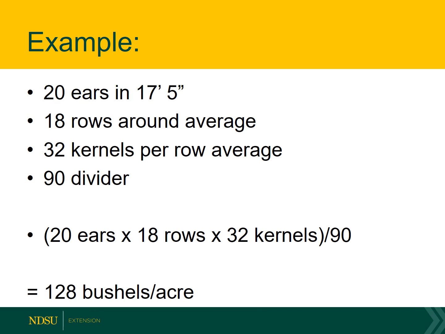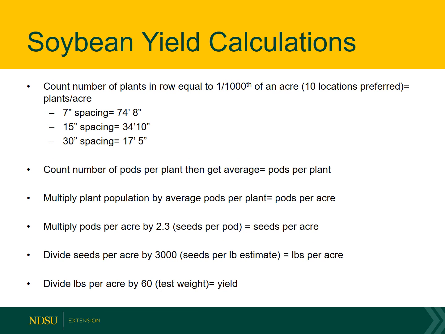So lastly, this one's a little bit more to it. It's going to take a little bit more time on it. We're going to talk about soybean yield calculations. So we're going to count the number of plants in a row equal to 1/1000th of an acre again. And ideally, and I would recommend this with the corn as well, even though I know it's pretty tough walking through some cornfields and whatnot, soybeans might be a little easier.